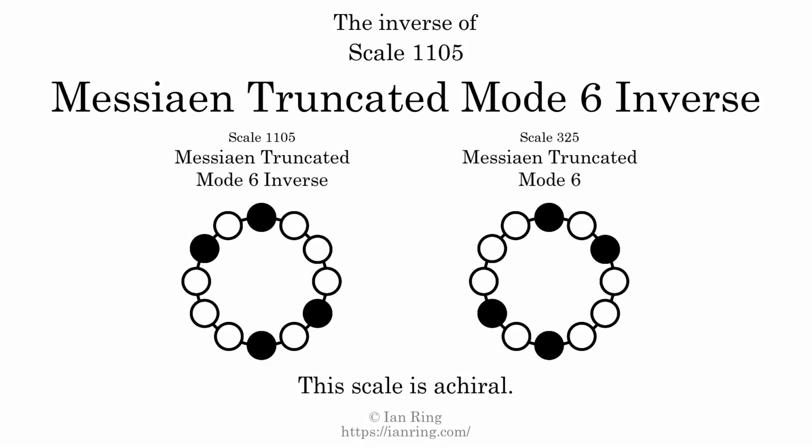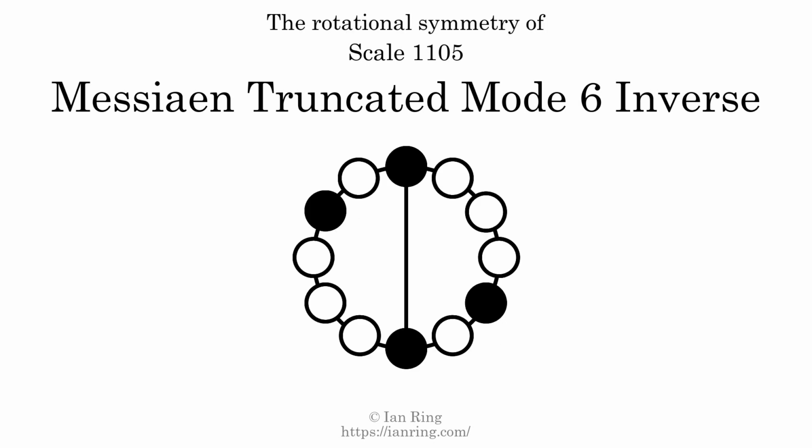It is what you get when the sequence of intervals is reversed. The inverse of this scale is scale 325, also known as Messiaen Truncated Mode 6. This scale is achiral, since it can transform into its own reflection by a rotational transformation. This scale has rotational symmetry at 6 semitones.